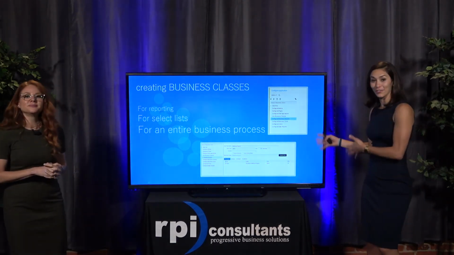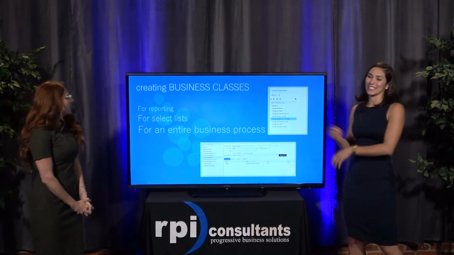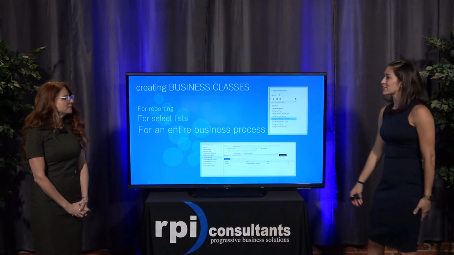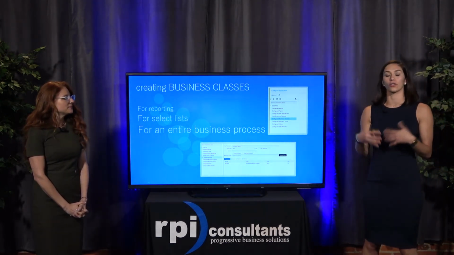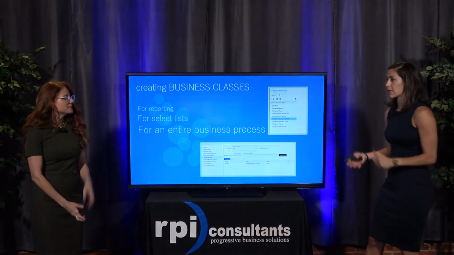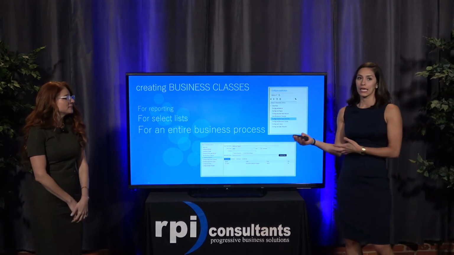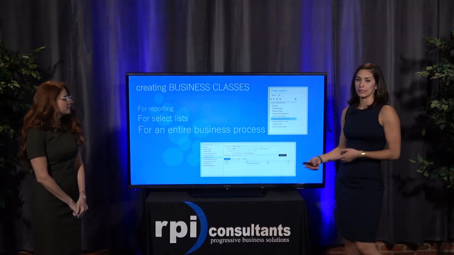So back to the configurations, because we're so excited about them. So creating a business class. We have a few things that you can do when you create a business class. One of the things is reporting. There's a whole bunch of options for things that you can do in GHR that assist you in reporting. So maybe you would want to create a business class that allows you to queue off of a certain field that's in a brand new business class.